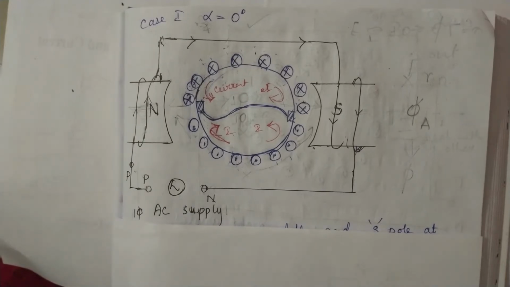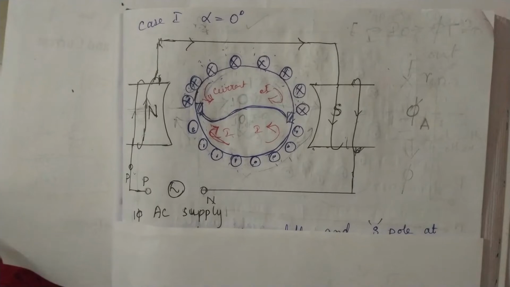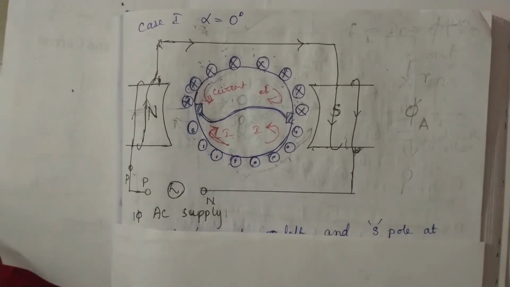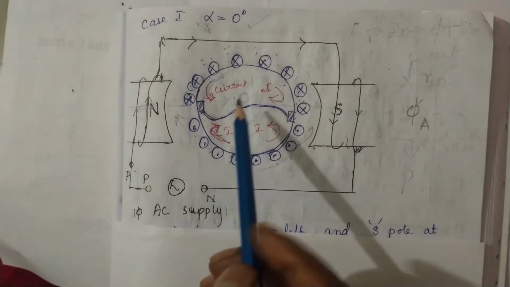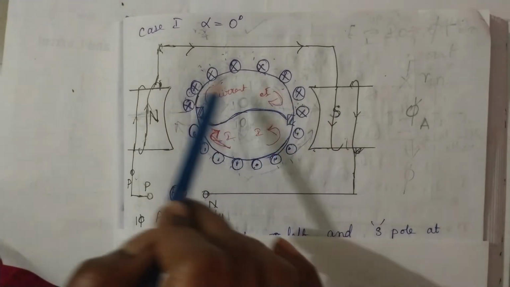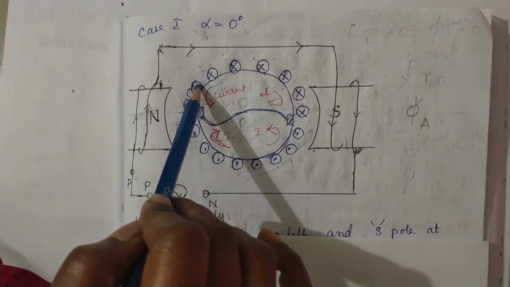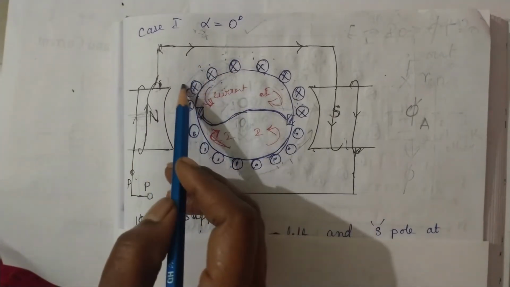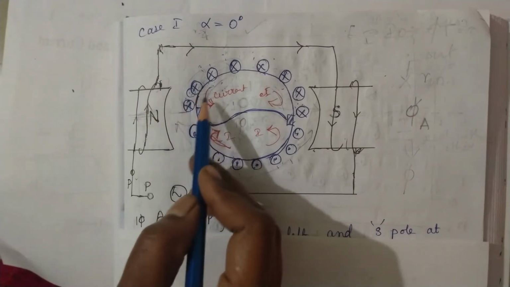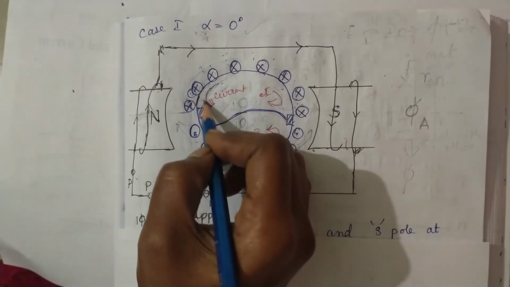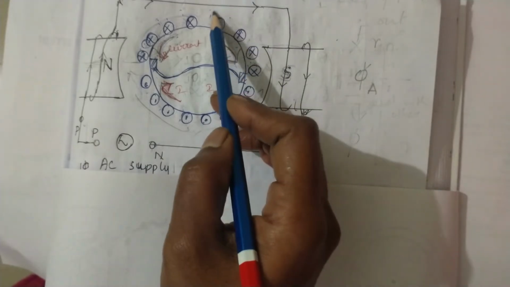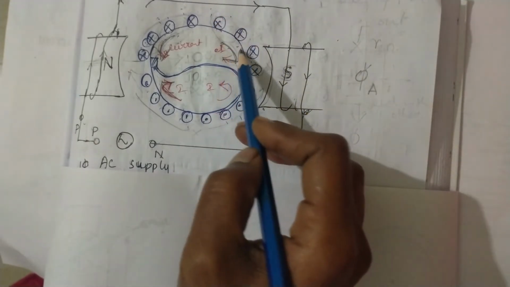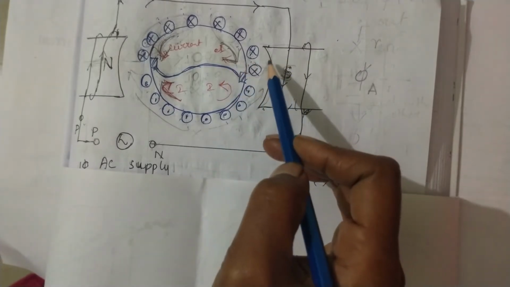Now this produced flux strength will push the corresponding conductor towards the main pole which is nearby it. See, the south pole is far away, but this pole is nearby. So that is why that conductor will move towards the north pole. So the direction is like that. And the remaining cross symbol conductors are going to move towards the main south pole.